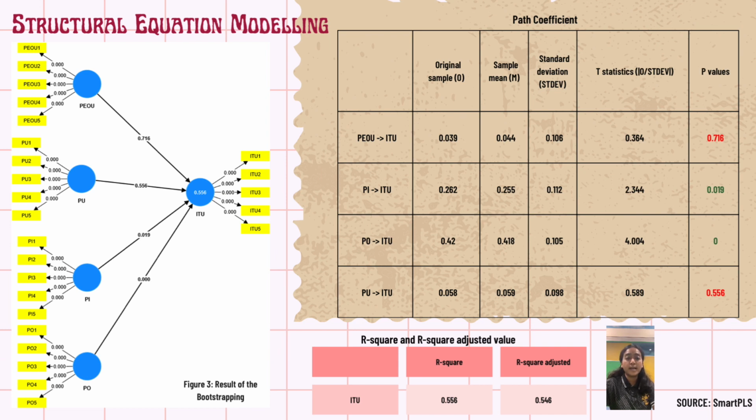According to the R-square and R-square adjusted values, R-square shows 0.556 while R-square adjusted shows 0.546. According to Henseler and Hair, an R-square adjusted value of 0.75 is considered substantial, 0.5 is considered moderate, and 0.20 is considered weak. In conclusion, the R-square adjusted value in this research is considered moderate.